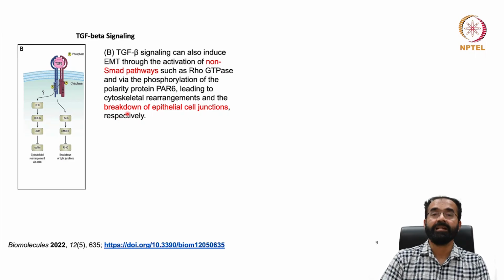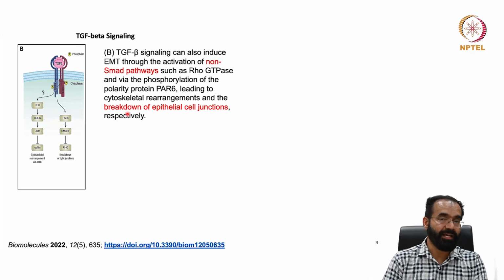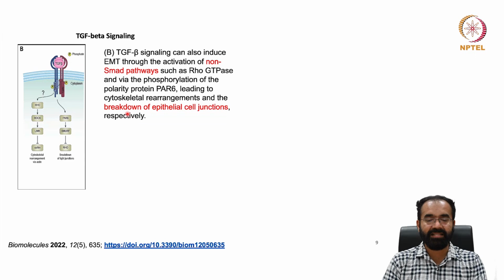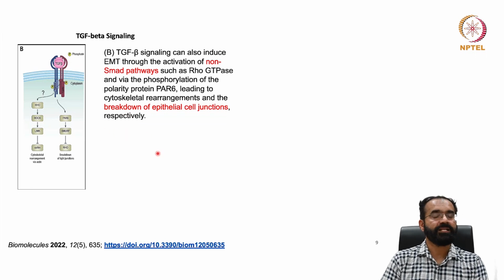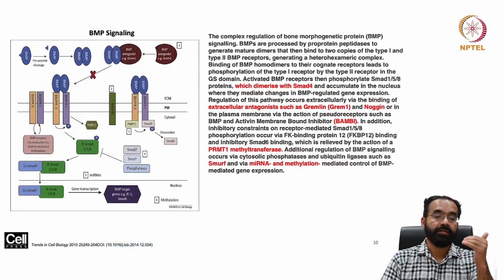Because we should understand, for the blastema to form, epithelium to migrate, etc., you cannot have cells attached onto each other. You need to break that junction so that the cells can move across. So the TGF-beta signaling plays some unique roles in defining the regenerative capacity of the fin.